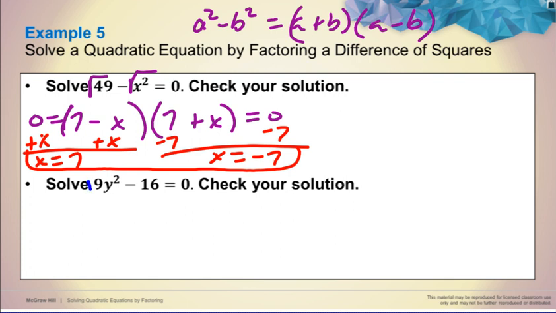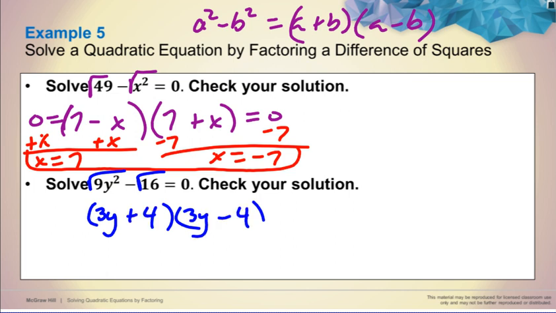This next one, also difference of two squares. So I would have two binomials. Square root of 9y squared is 3y. Square root of 16 is a positive 4 and a -4. And I make both equal to 0. And then I solve. So subtract 4.